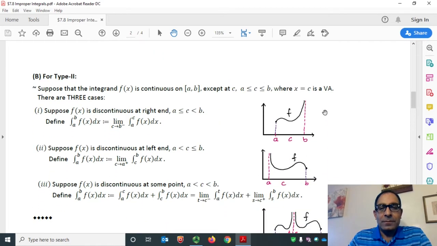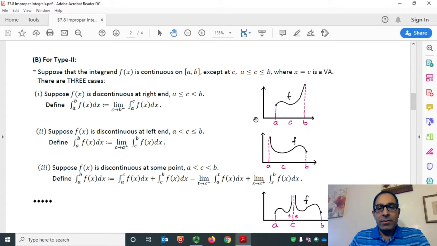Now for type 2. Remember, our type 2 improper integral is where the integrand function is not continuous, meaning it has a vertical asymptote. So for type 2 improper integrals, suppose that the integrand function is continuous on the interval except at a point c in between a and b, where x equals c is a vertical asymptote. Then there are three cases. Our vertical asymptote may be at the right-hand point, or the left-hand point, or somewhere in the middle. So let me go to the first case.